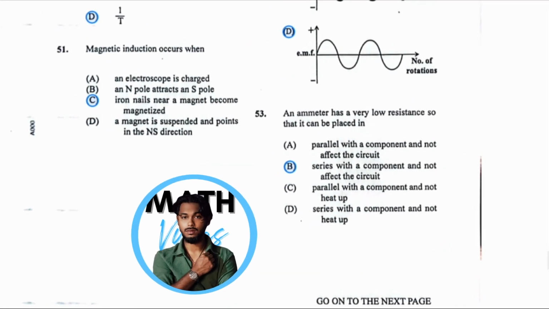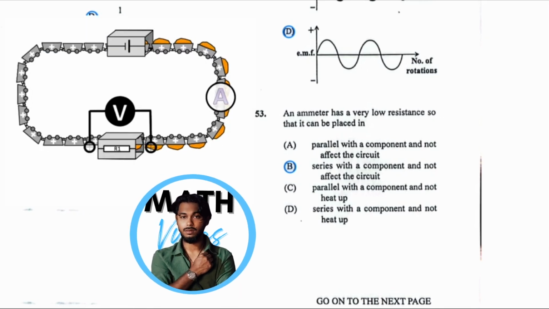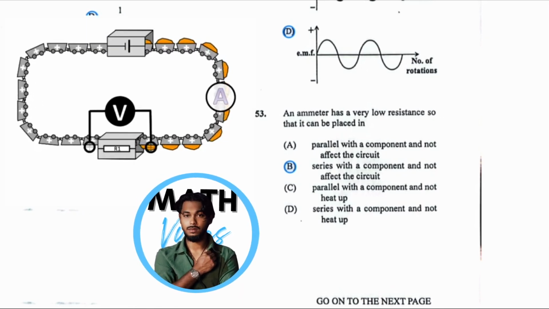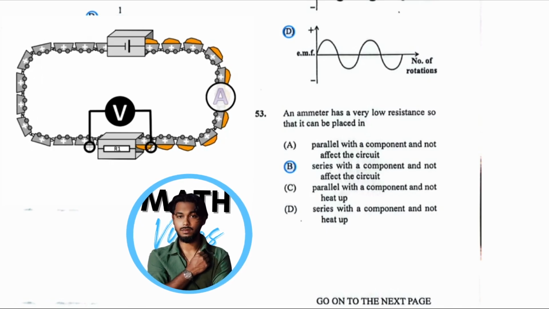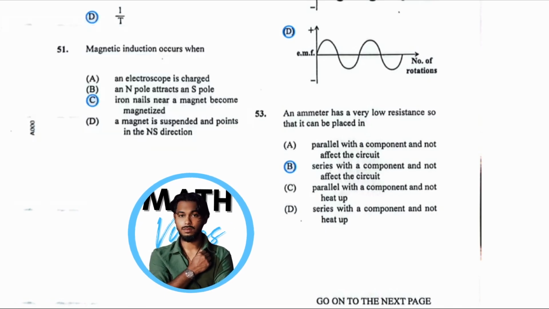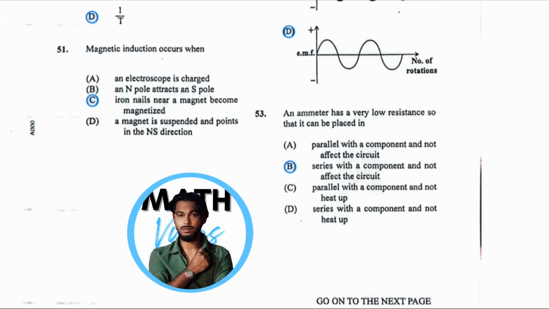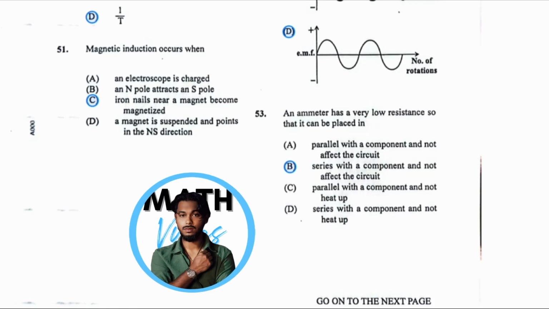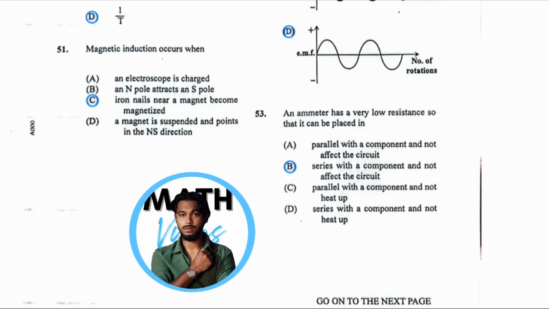Question 53. An ammeter has a very low resistance so that it can be placed in series. An ammeter measures current, and current needs to flow through the ammeter in the circuit, so I will place the ammeter in series. If I'm placing an ammeter in a circuit, I don't want it to add in any resistance. Ideally, the ammeter should have a very low resistance so it doesn't mess with the current in the circuit, right? All I want the ammeter to do is just read current, and that's it.